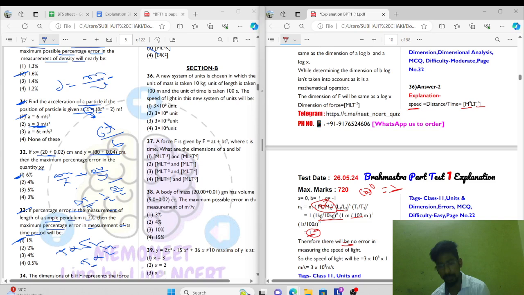Okay. Now question number 38. A body of mass... this is not 0.01, this will be equal to 0. So you have to calculate the density, which equals m square by v. Okay, so m is 20 gram, v is 5.